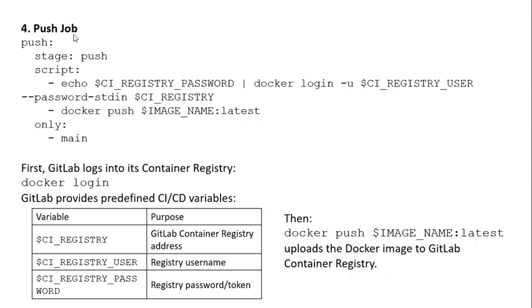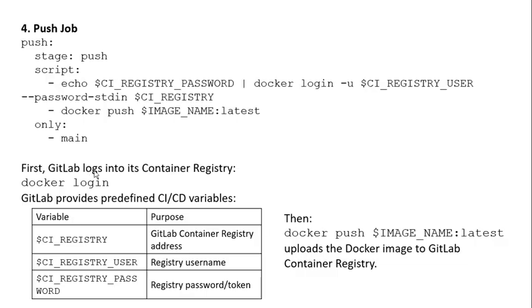After the build job comes the push job: push: inside, stage: push, and script: inside, - echo $CI_REGISTRY_PASSWORD | docker login -u $CI_REGISTRY_USER --password-stdin $CI_REGISTRY. For a variable to be read, the dollar sign has to be used first and then the variable name. Then - docker push $IMAGE_NAME:latest, and only: inside - main.